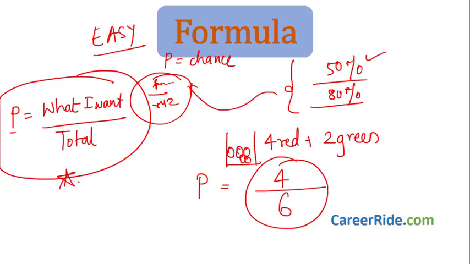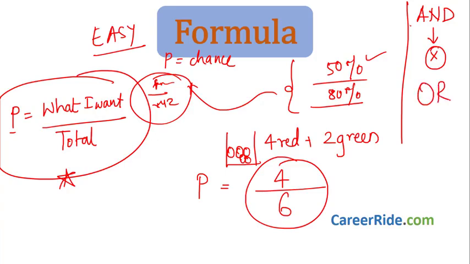Now apart from this, there is another very small concept. Whenever we have the word and, we will multiply. Whenever we have the word or, we will add. And is multiply, or is add. If they say this and this, that means we multiply them. If they say this or this, we add. So just remember, and, or, multiply and addition.